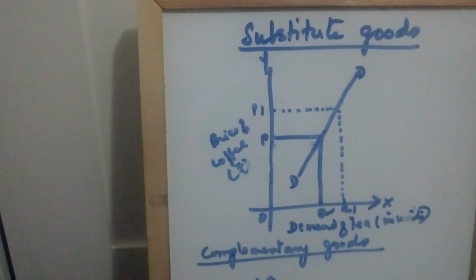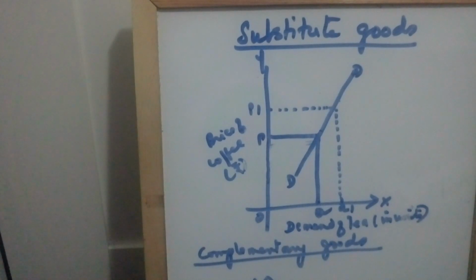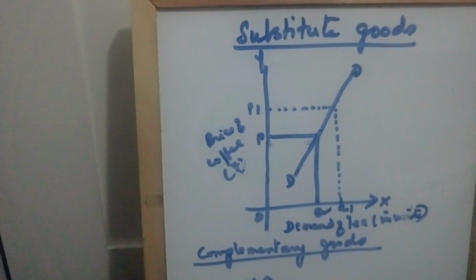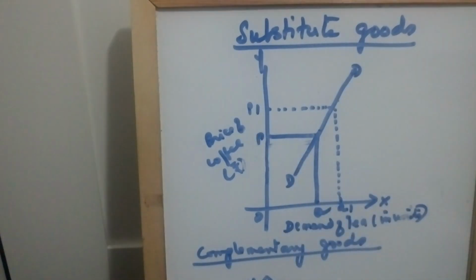So demand for a given commodity varies directly with the price of a substitute good. So here we have taken the example of tea and coffee. In this diagram you find the price of coffee rises from OP to OP1, and it changes the demand of tea.